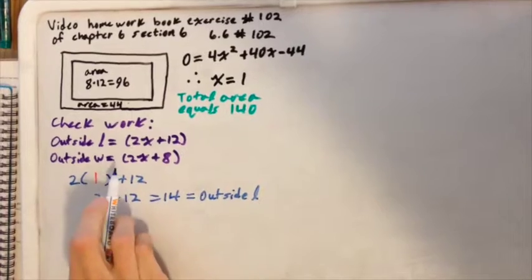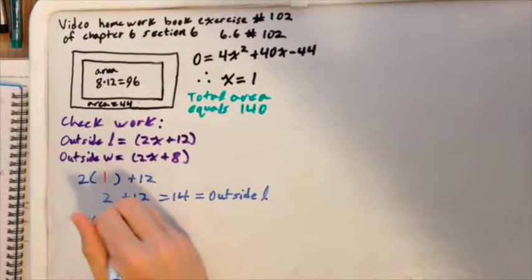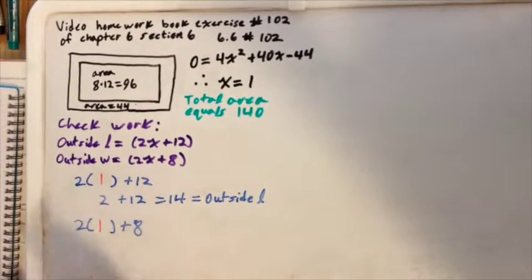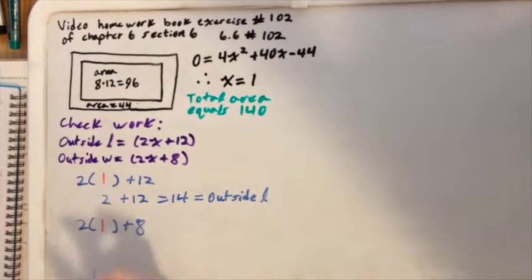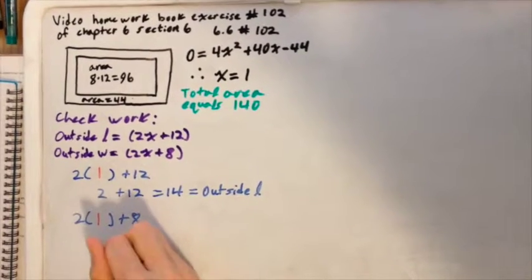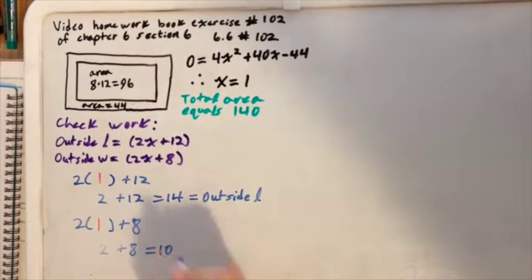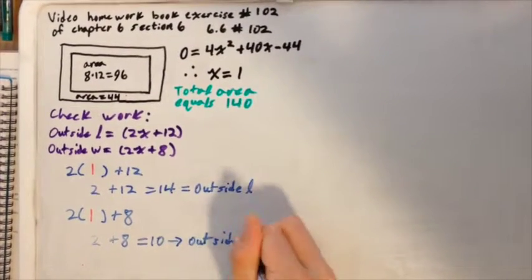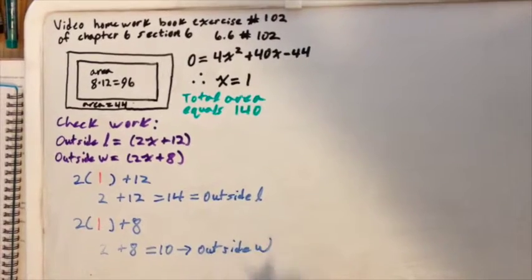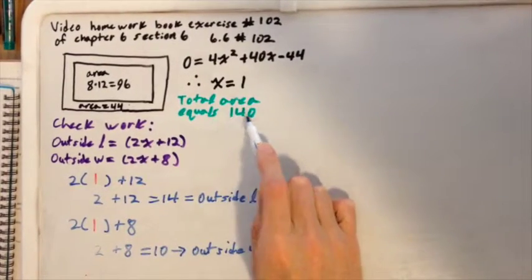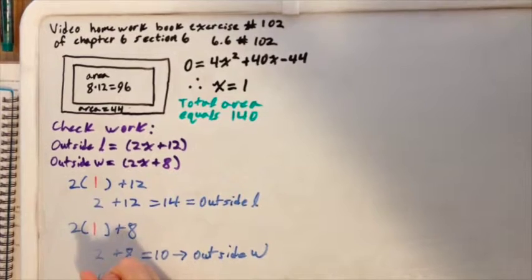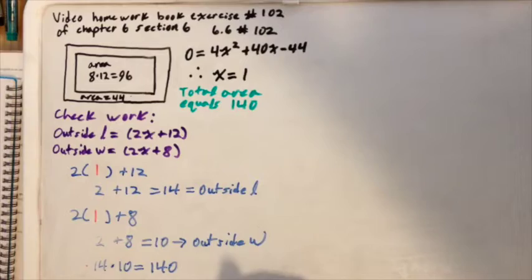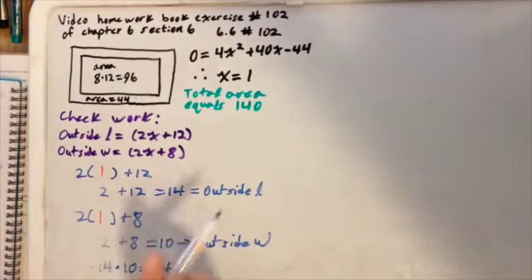And we have the other one, the outside width, is 2 times something. That something is 1 plus 8. That is 2 times 1 is 2 plus 8 equals 10. That is the outside width. And so we know that the total area is supposed to be 140. So 14 times 10 does equal 140. So we know that this value is the correct value for the border width.